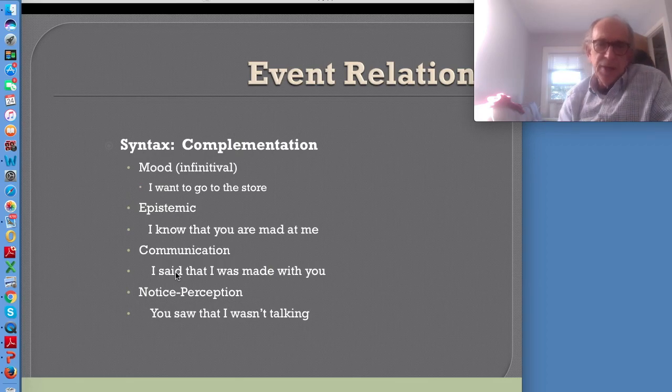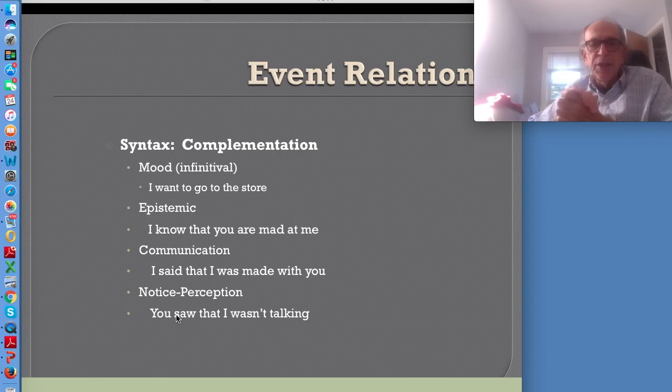Knowing, understanding, and they all pattern. All those types of verbs pattern. They take full sentence complements, often with the connector that. And notice perception, you saw that I wasn't talking. That's another of these event relation content categories, involving perceiving or different types of perceptions or noticing.